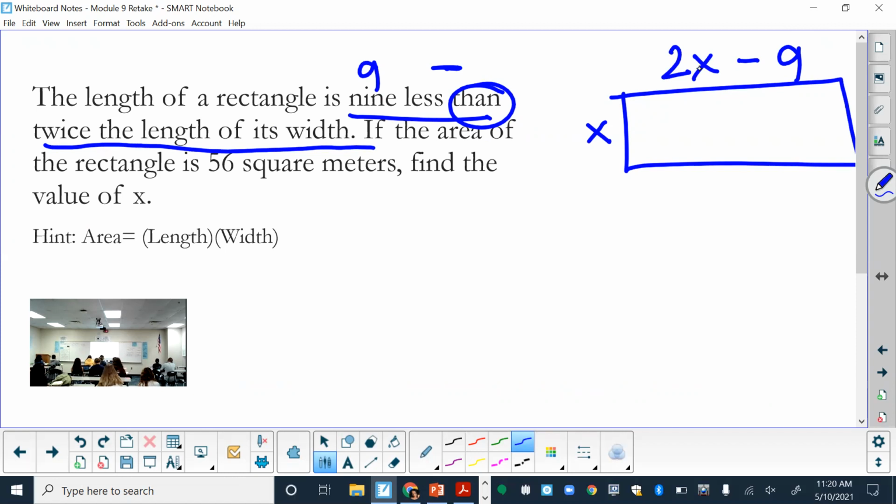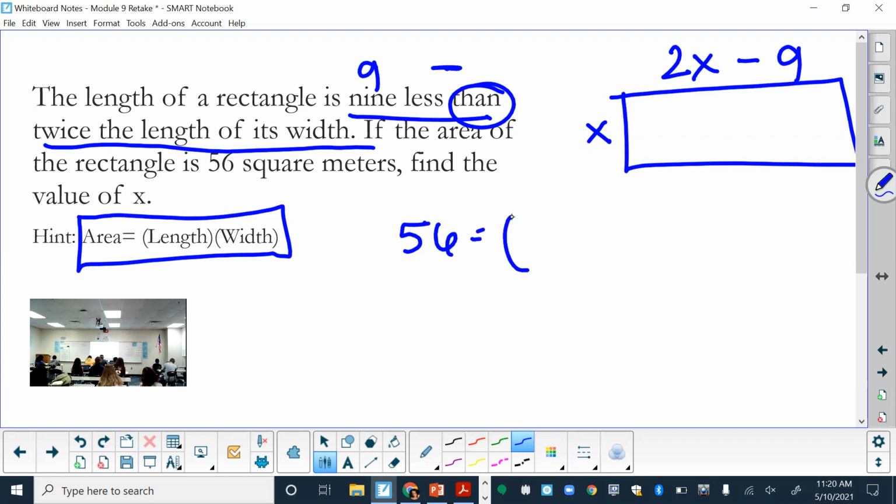All right. So this is what we have. Now we also have this formula, which we're going to plug into. So it says that the area equals what in the problem? Yes, but in the problem, what does it say the area is? 56. So I'm going to put 56 in the area's position. The length we said is 2x minus 9. And the width we said is x.